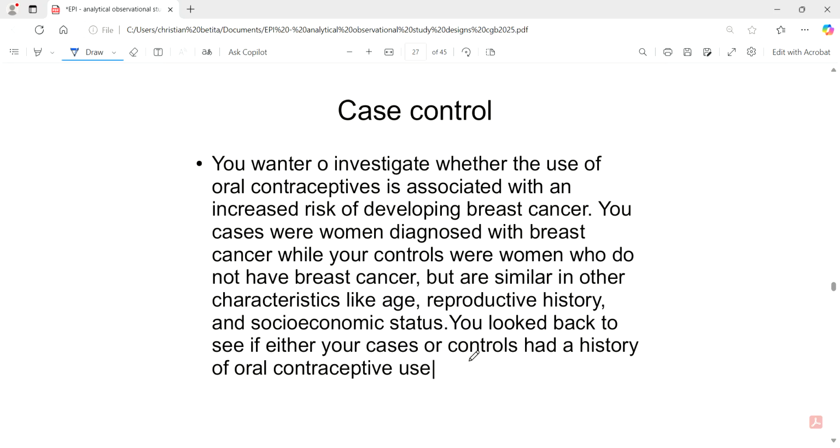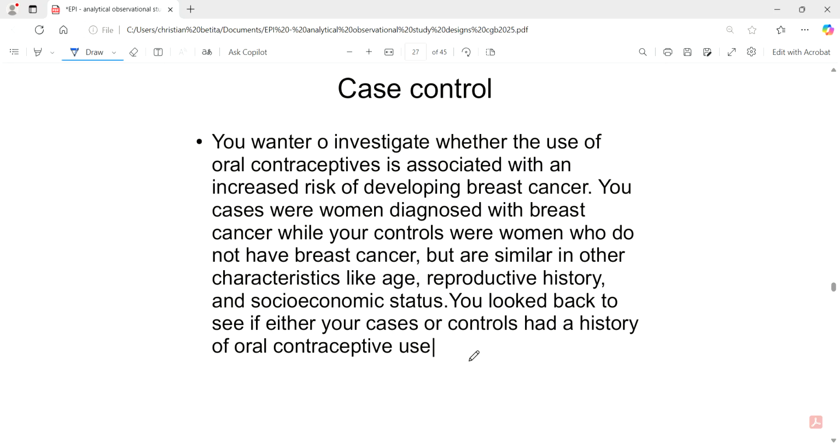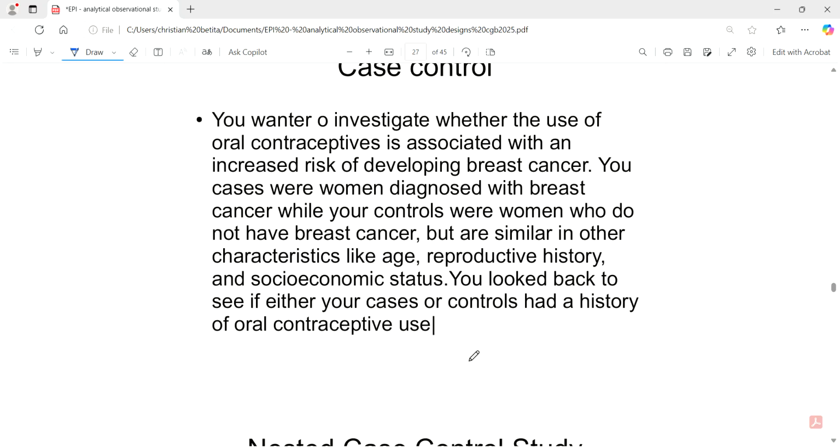Okay, case control. An example of a case control is you want to investigate whether the use of oral contraceptives is associated with an increased risk of developing breast cancer. Your cases are women diagnosed with breast cancer, while your controls are women who do not have breast cancer. They're similar in other characteristics like age, reproductive history, and socioeconomic status. And you look back in time to see if either your cases or controls had a history of contraceptive use.